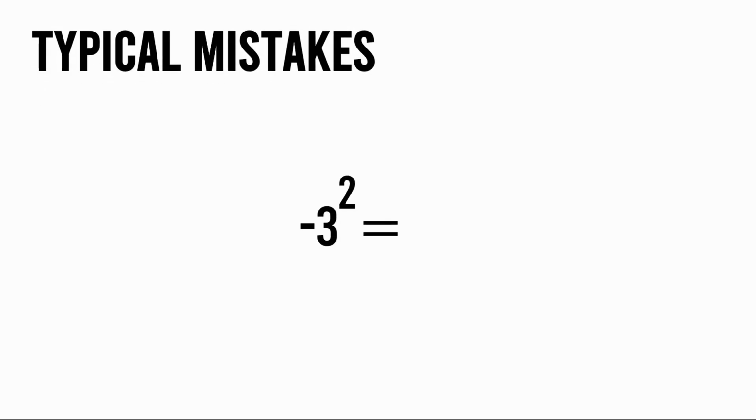Typical mistakes. Now let's look at some typical mistakes that are made when calculating powers. Here we have the number -3 raised to the second power. Here it says -3 to the second power equals 9. This is wrong.